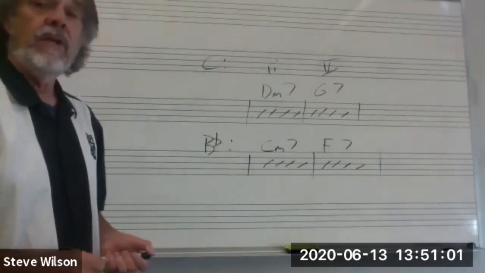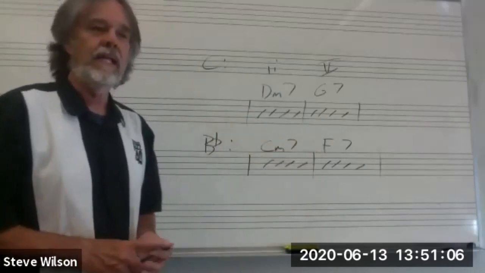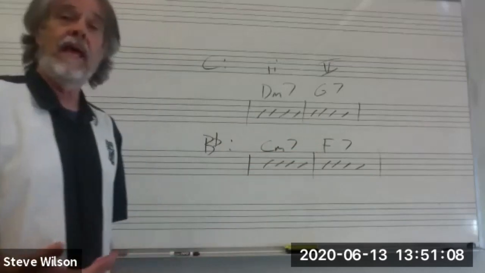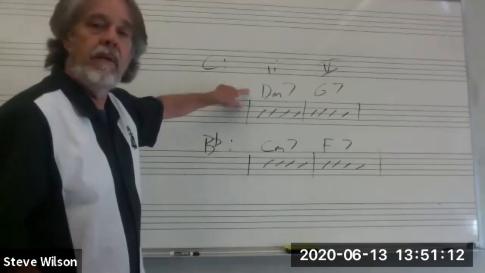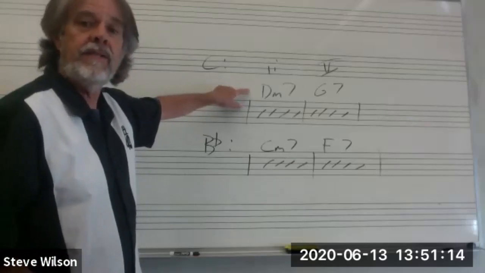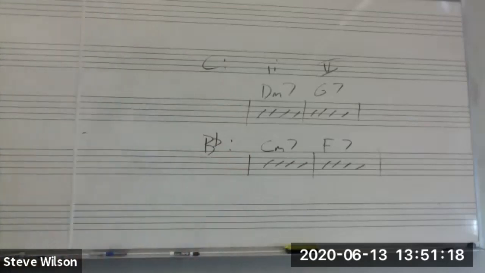And in each case, what I'm doing is I'm playing the 2 chord in that key and the 5 chord in that key. And it's enough to identify that key. And if you're improvising, that's the key. If I'm improvising over this, I play in the key of C. Improvising over this, I play in the key of B flat. So here we go. Here's C.